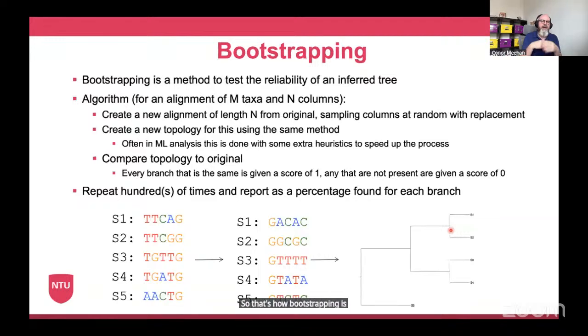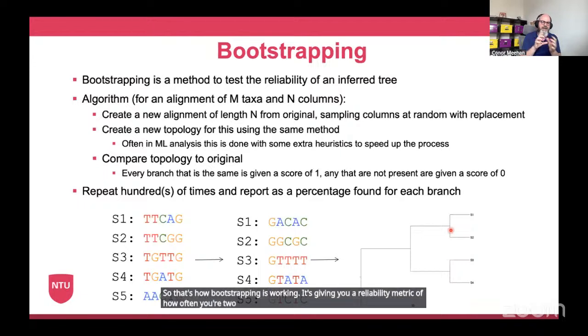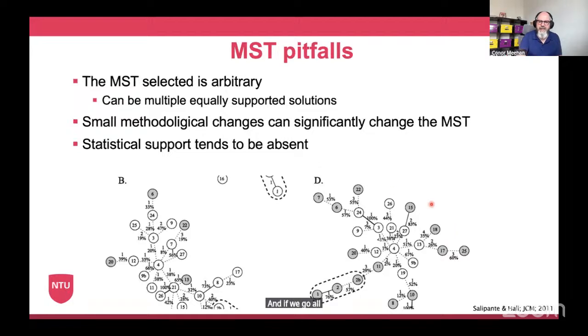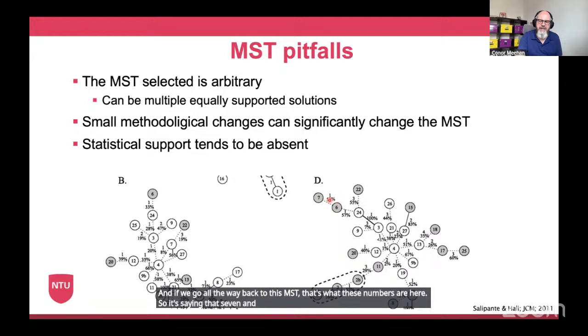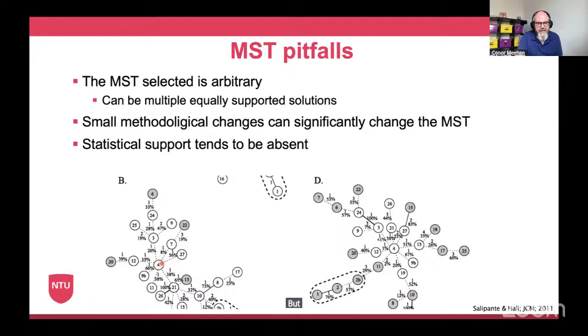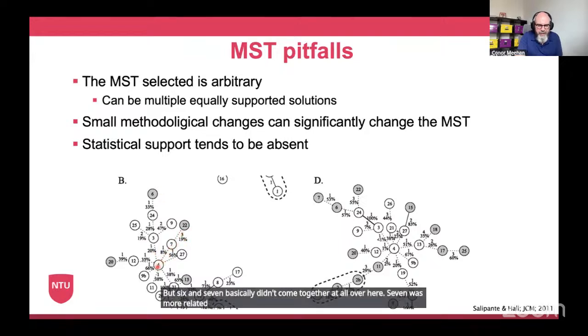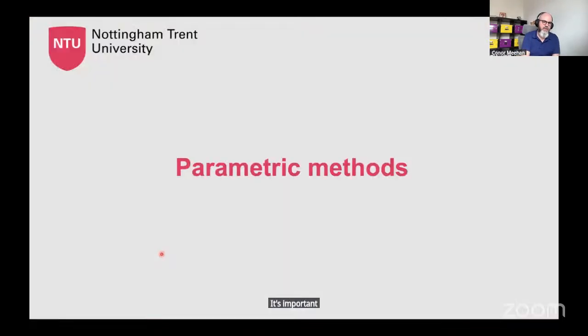It's giving you a reliability metric of how often your two isolates came together in the phylogenetic tree. So you can say, I'm really confident that these two are related, and I'm less confident about these others. And if we go all the way back to this MST, that's what these numbers are here. So it's saying that 7 and 6 came together 53% of the time here, but 6 and 7 basically didn't come together at all over here. 7 was more related. But 7 and 4 only came together 8% here, so really low support. It's important to always ensure that your work is being supported.